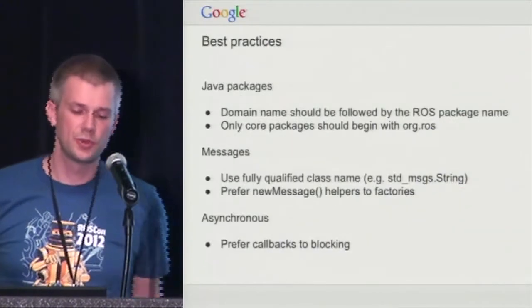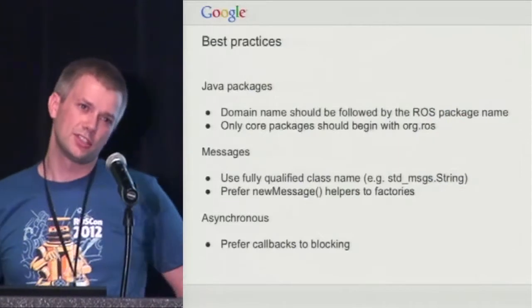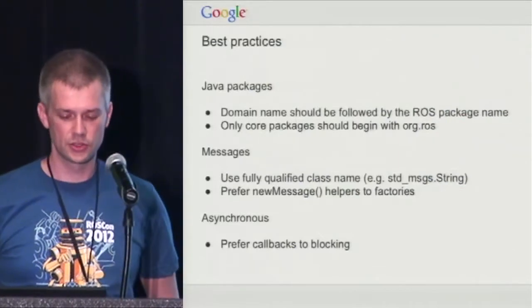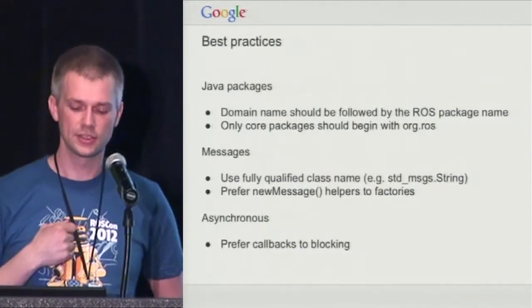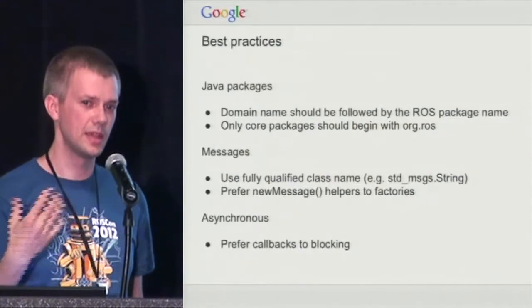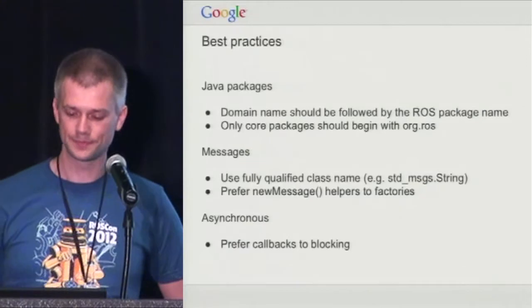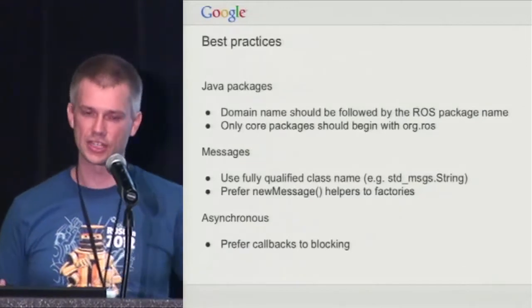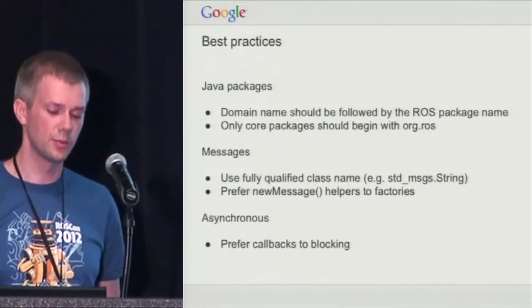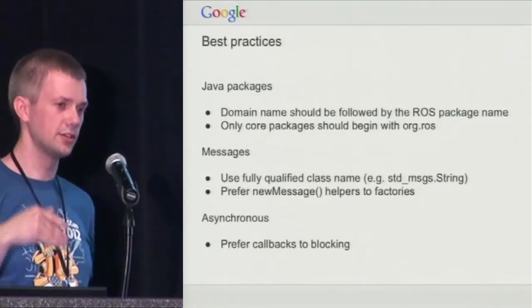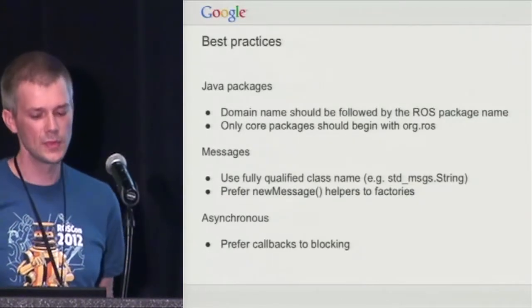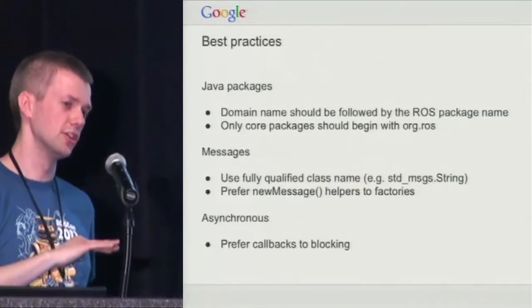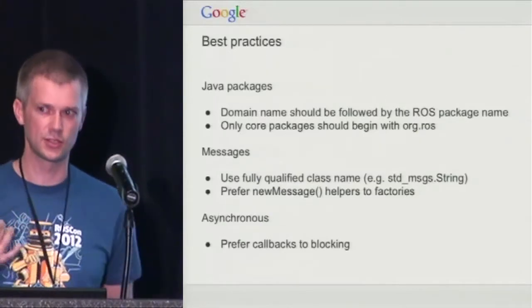Okay, so just briefly about some best practices. So Java packages. Basically what we're trying to do right now is to use whatever your domain is, like you would normally do in Java, followed by the ROS package name. And that seems to work out pretty well. All of the ones that are core to rosjava right now start with org.ros. So you don't want to start yours with that, because then it gets confusing as to where it belongs.